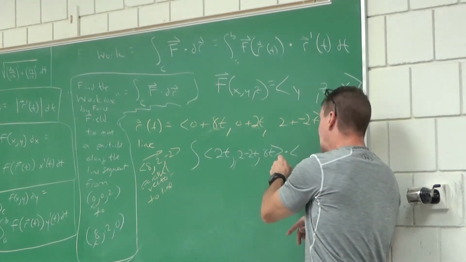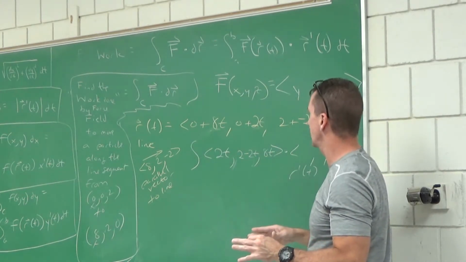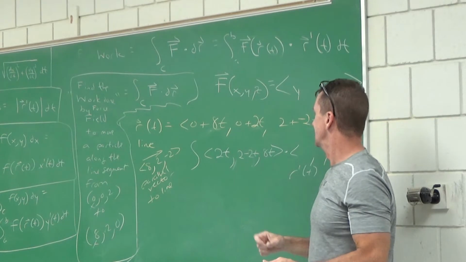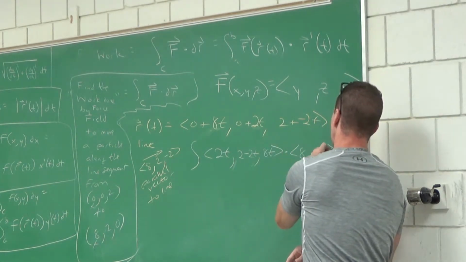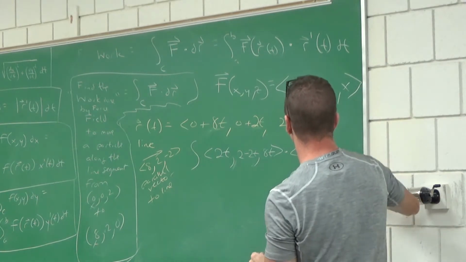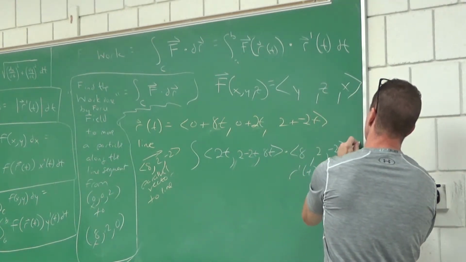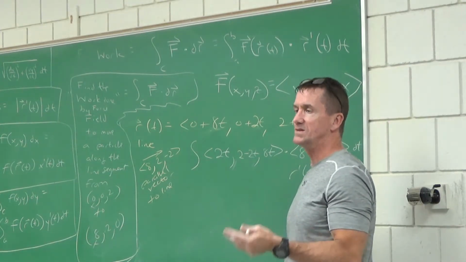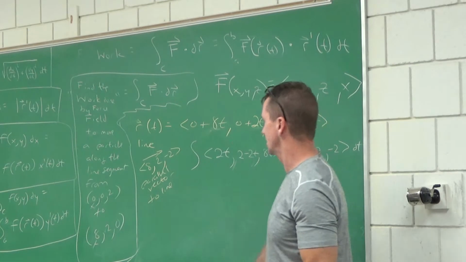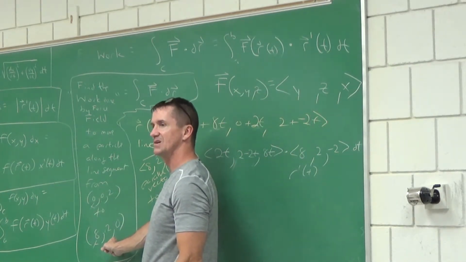Now, not r of t, but r prime of t. What's r prime of t? 8, 2, negative 2. All right. So the big question, what are the limits of integration? What t value makes it go from here to here? It's really simple. You know what it is?